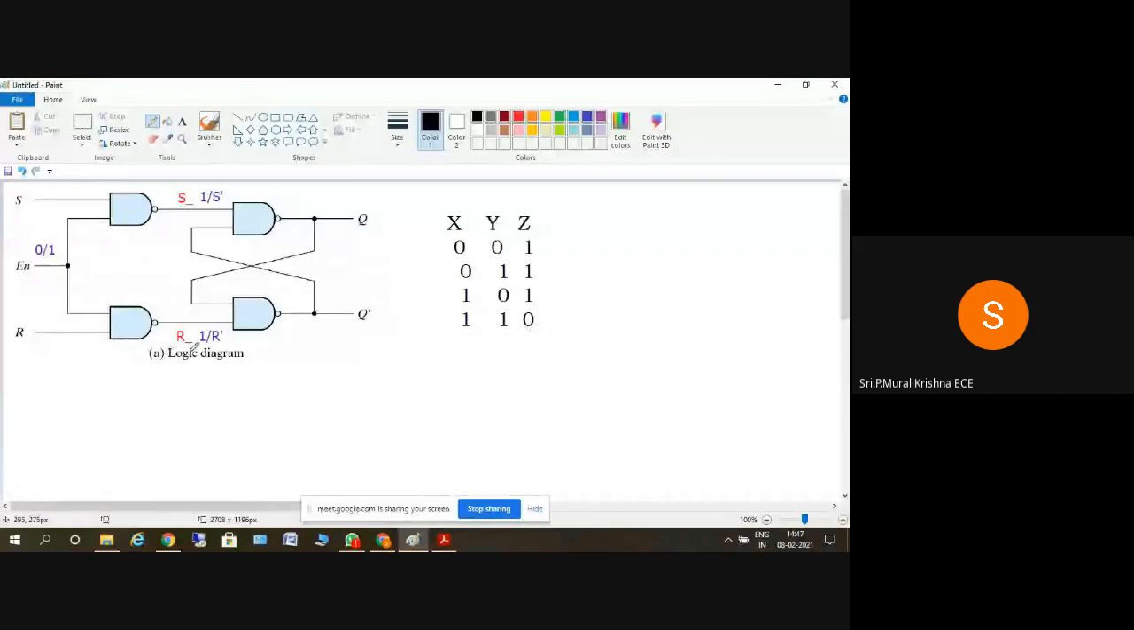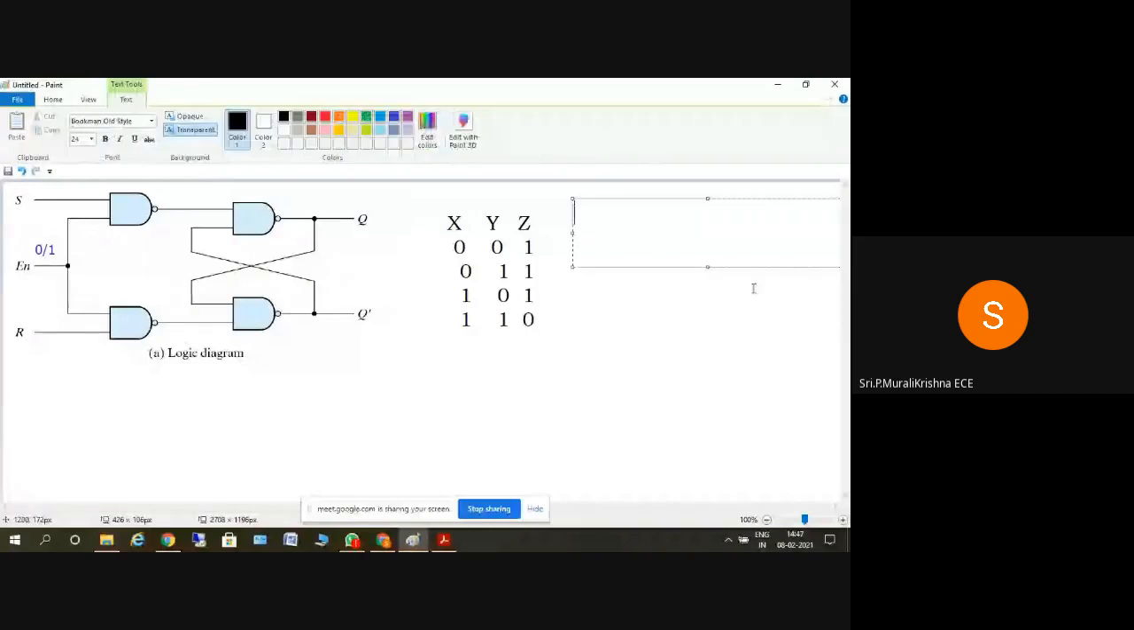So this is the logic diagram. You can take this logic diagram. This is a diagram using enable input. So using enable input, we have an SR latch. Okay, so what I can say about this diagram is, SR latch with control input.